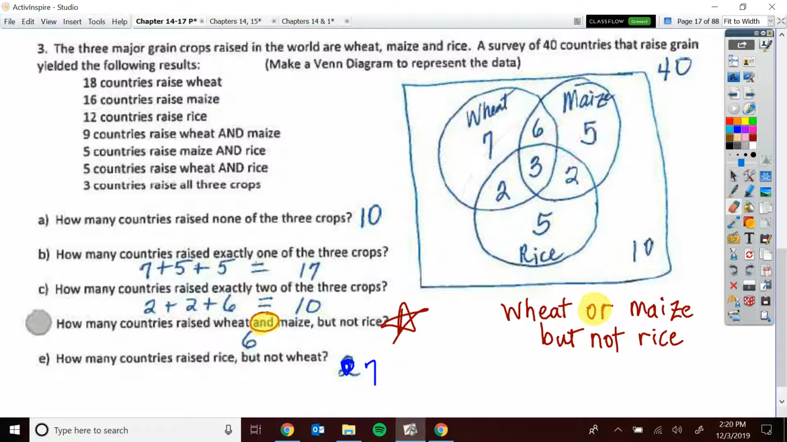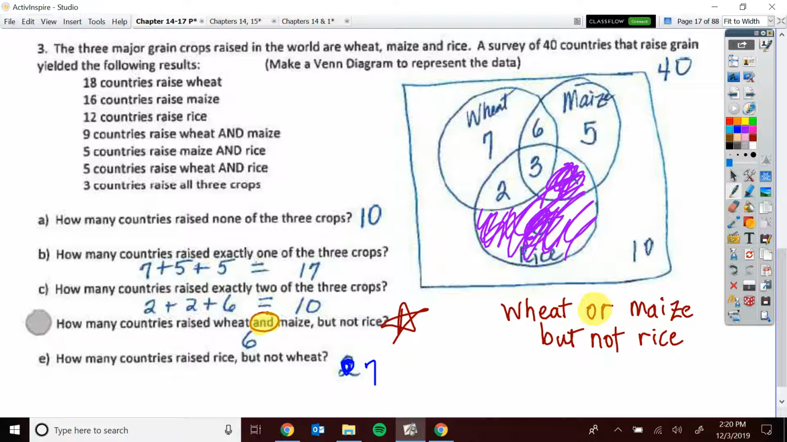Okay? All right, now on this last one, E, how many countries raised rice but not wheat? So rice but not wheat. So let's see. Here's all your rice. And then I need to not have the wheat. So I'm going to just not have that part there. So what's remaining then is this 5 and this 2. So that's why it is 7. Okay? All right. Very good.